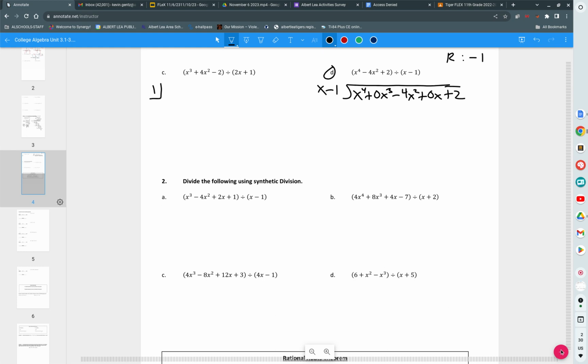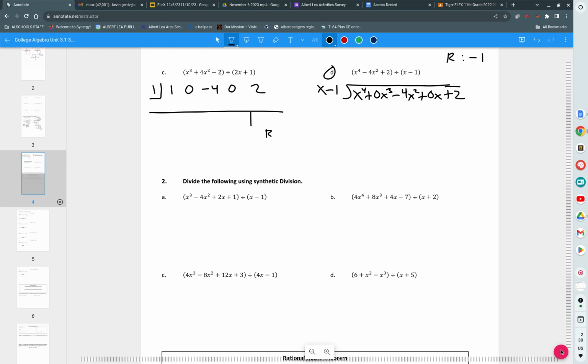Okay, so what numbers do I put across the top? The 1, 0, a 4, 0, and 2. And then I put another little box at the end, and I put an R there because that's where the remainder goes. The remainder goes under your last one. And we already said the remainder should be what? Should be -1, right? We already determined that. And so synthetic division does the same thing.